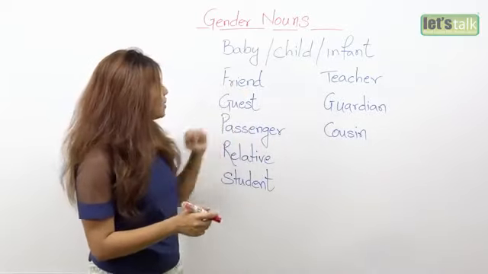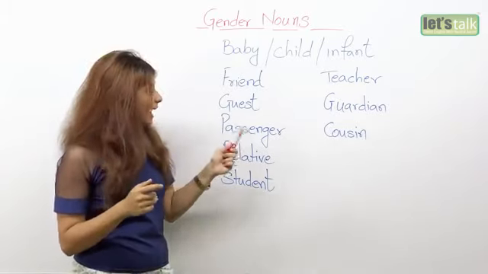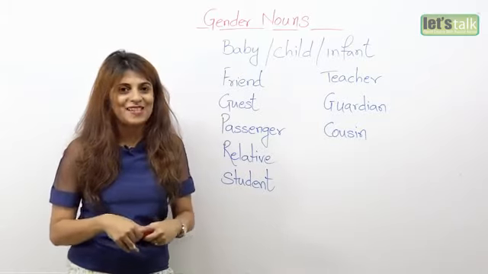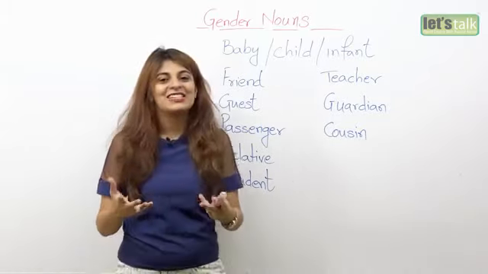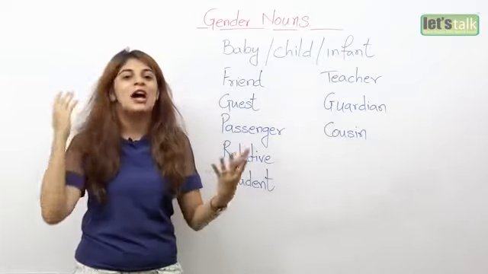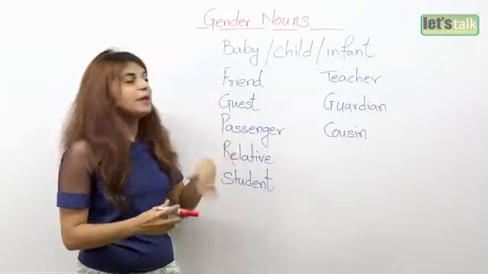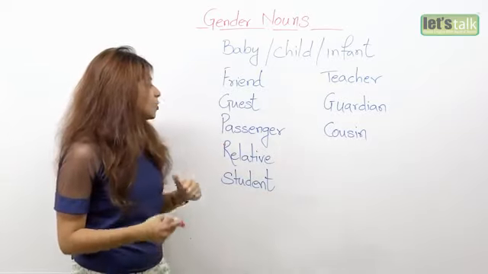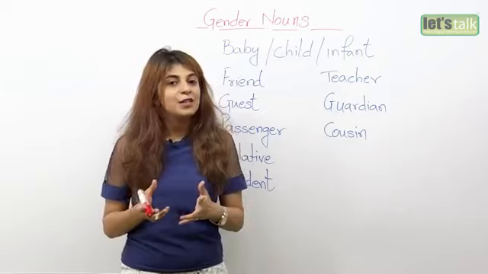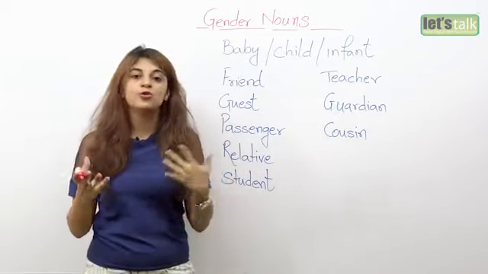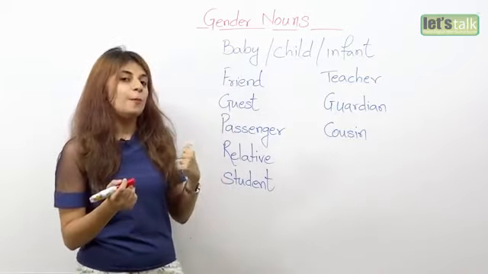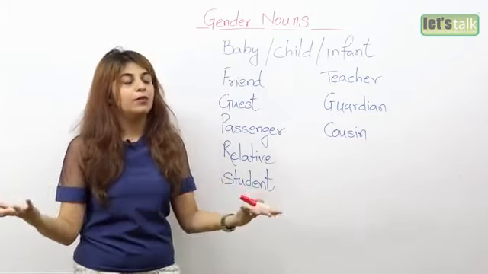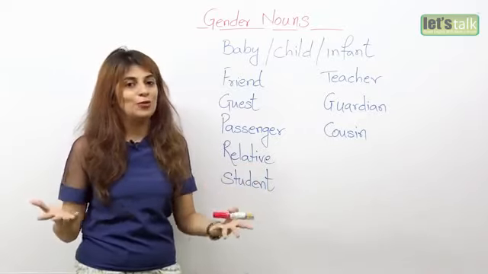All right. Next one, guest. Guests are the people who unexpectedly come to your house. Well, just kidding. Guests are the people who come to your house to visit you. Be it a female or a male, doesn't matter. They are guests. Next one, passenger. Passenger is someone who's traveling. A passenger can be a female passenger or a male passenger, but it's just the same term that we use for both.